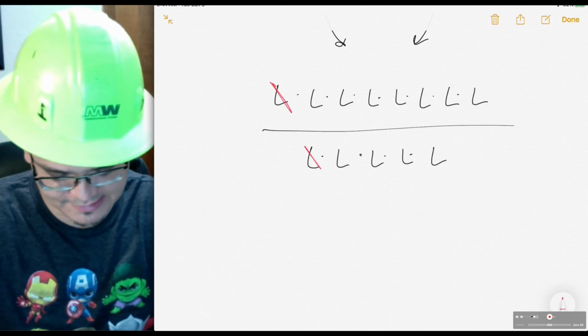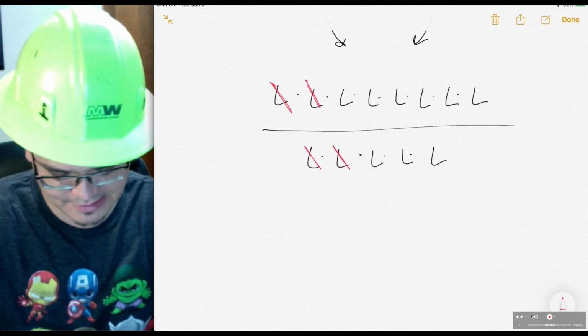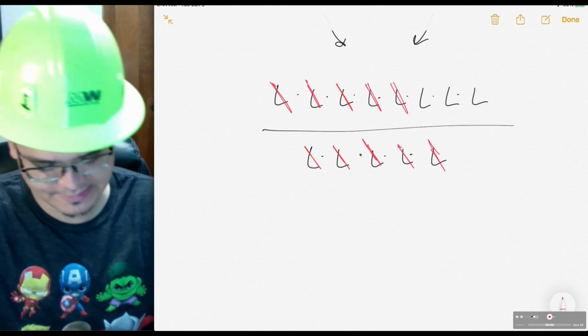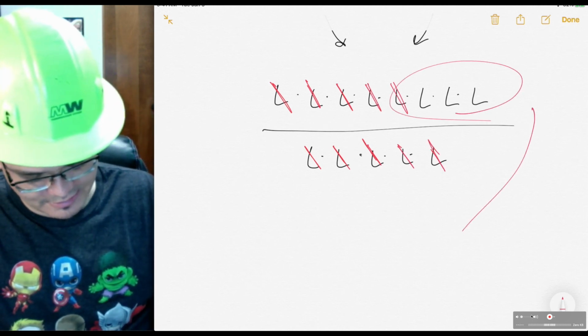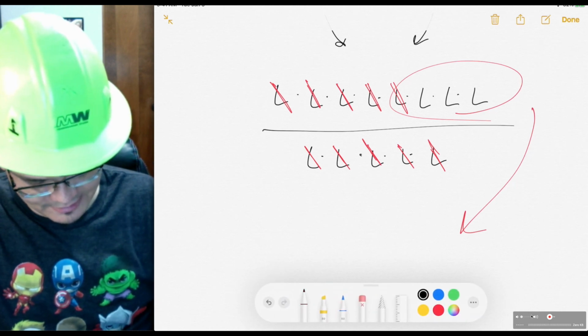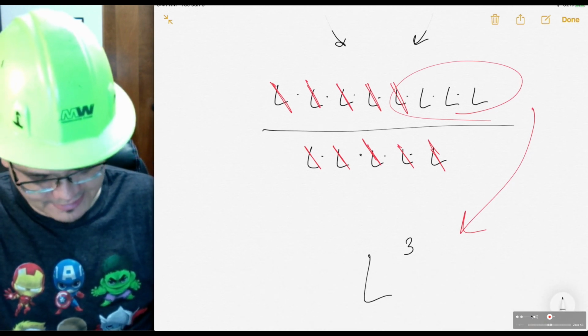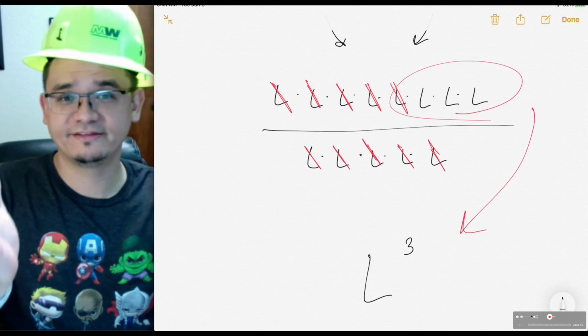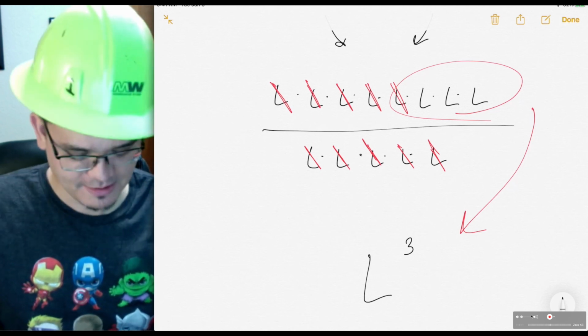This L cancels this L. This L cancels this L. This L cancels this L. This L cancels this L. This L cancels this L. Oh my goodness! Look at all these L's that we have left. Oh wow, well, we have L to the 3rd left. Because we have L times L times L. That easy. Okay?